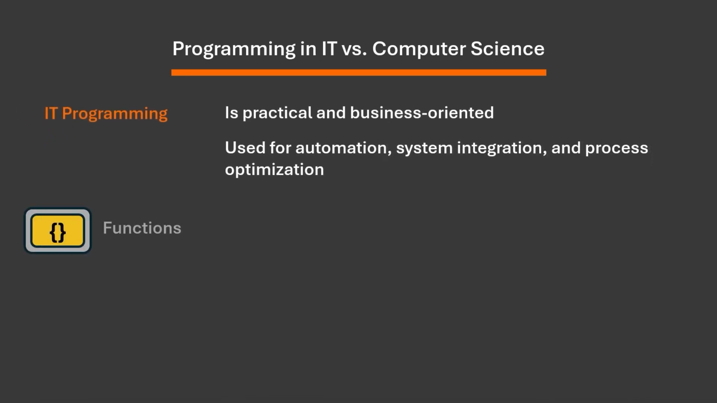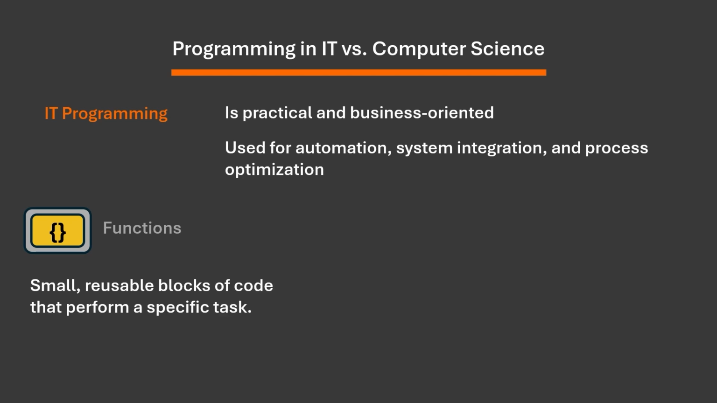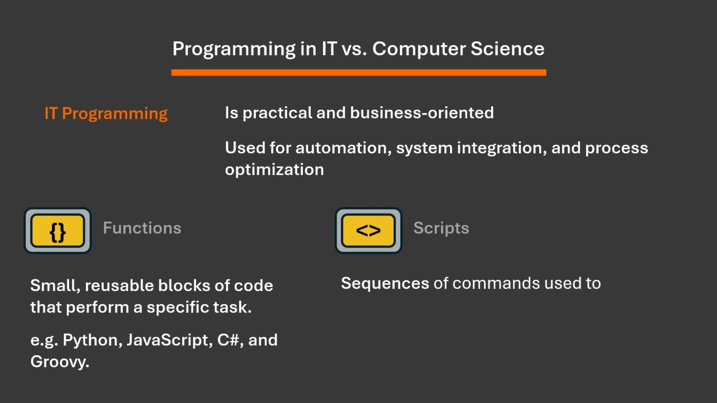Functions, as you have seen previously, these are small reusable blocks of code that perform a specific task. Common languages used to write functions include Python, JavaScript, C#, and Groovy, which is an offshoot of Java. And we also have scripts, which are a sequence of commands that can automate administrative and operational tasks. Common languages used to write scripts include Bash, PowerShell, and Python.